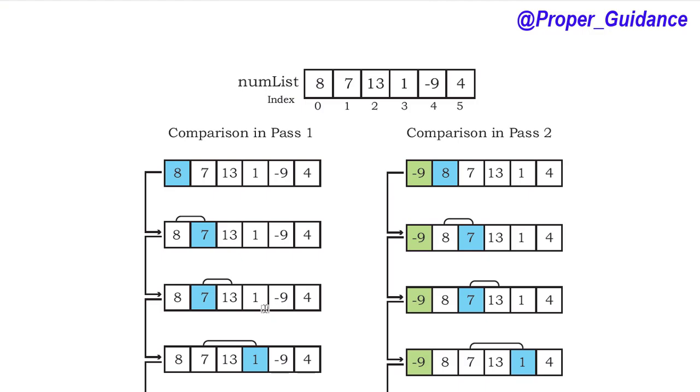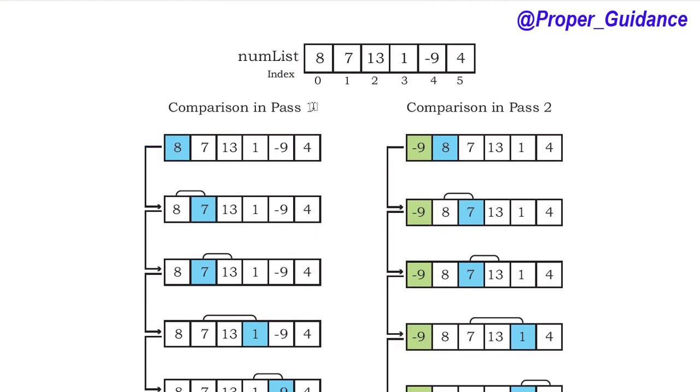Look at that example. Same thing, the num list, the given list is the same. The indexes are 0, 1, 2, 3, 4 and 5. Now the elements are 8, 7, 13, 1, -9 and 4. We are doing selection sort here. As the name implies, we have to select.